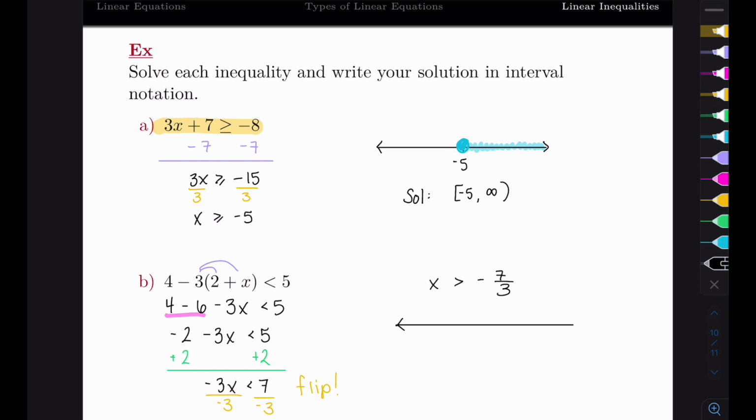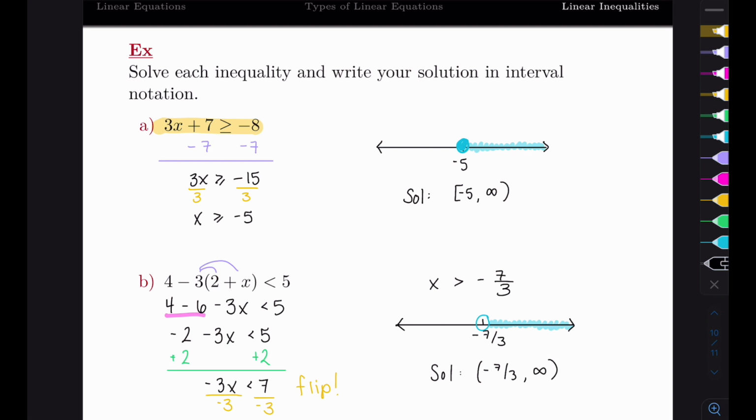So again, I'm going to draw my number line first. -7/3 is our cutoff point. I cannot equal it though because I don't have a bar under here. I just have that strict inequality. And what I came up with is that I could take all x values that are bigger than this. So our solution in interval notation is -7/3 to infinity.